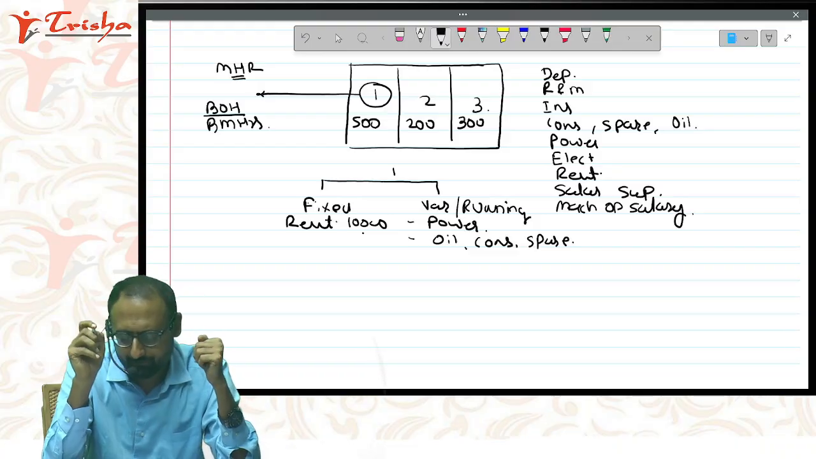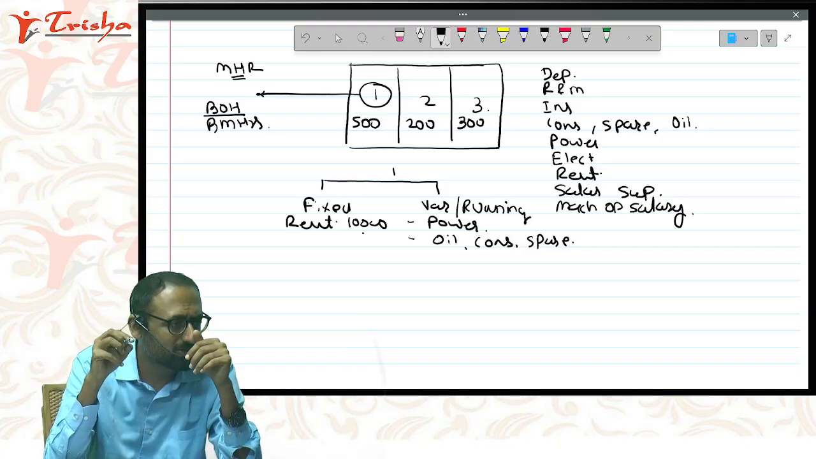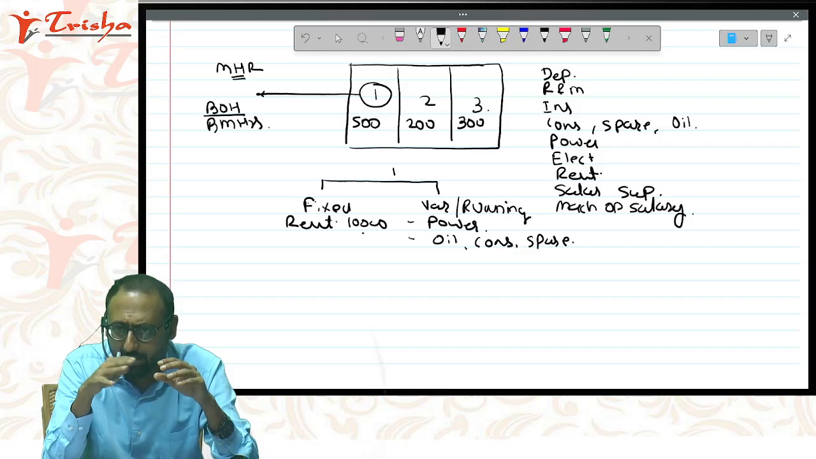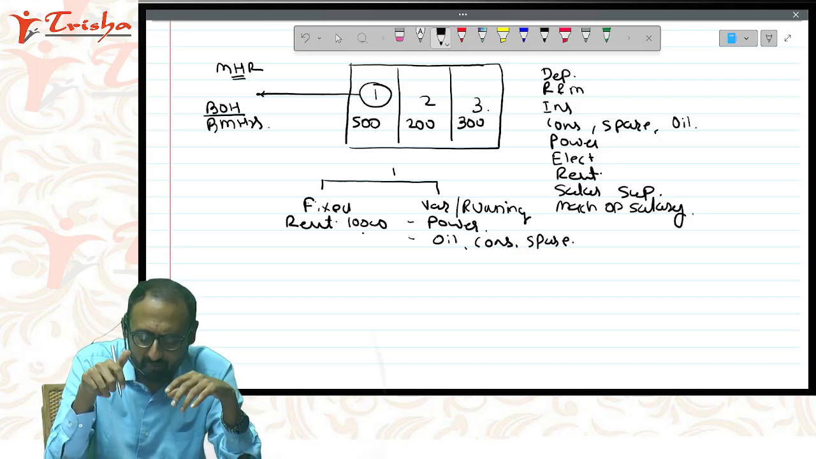Can you please tell me how much it will be? Calculator not required. Is it 5,000? Yes or no? So rent will be apportioned in the ratio of space occupied. Correct?